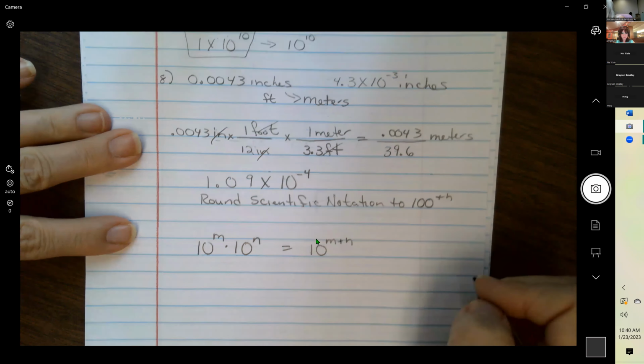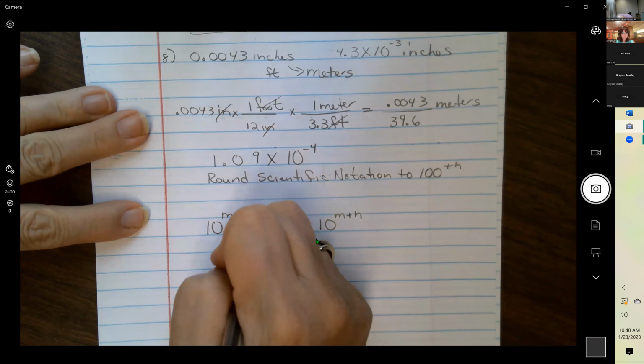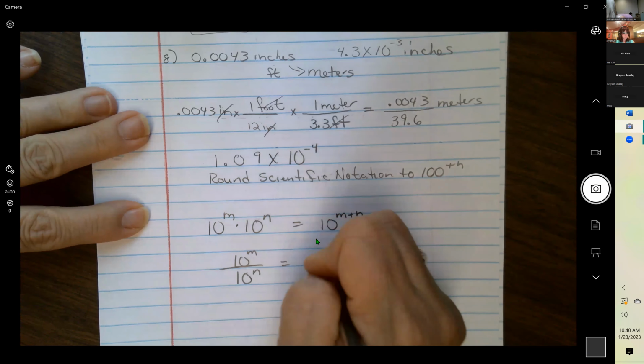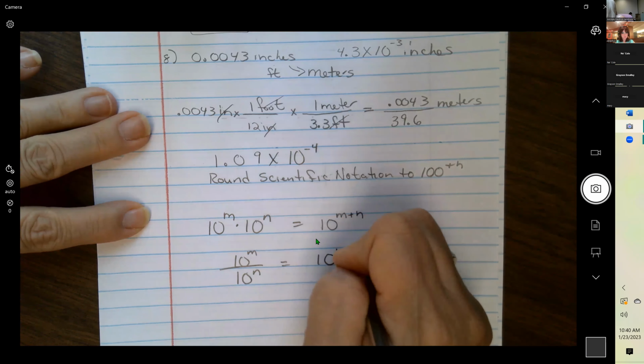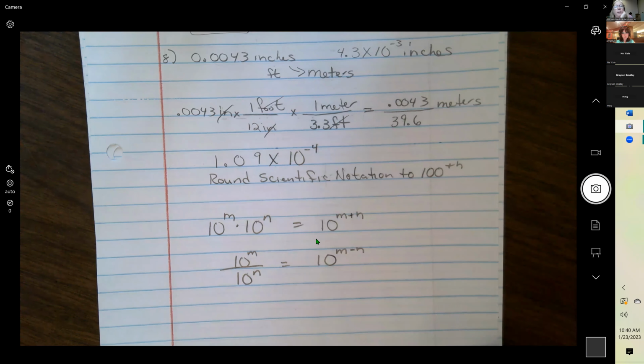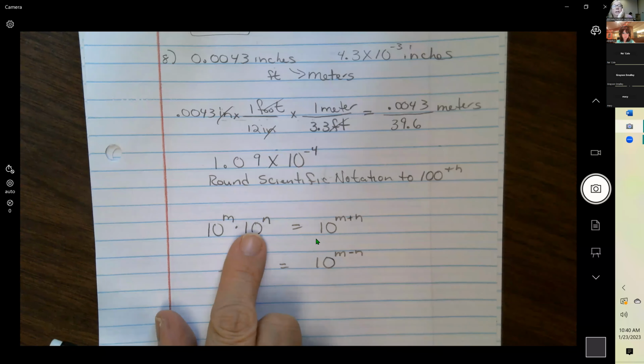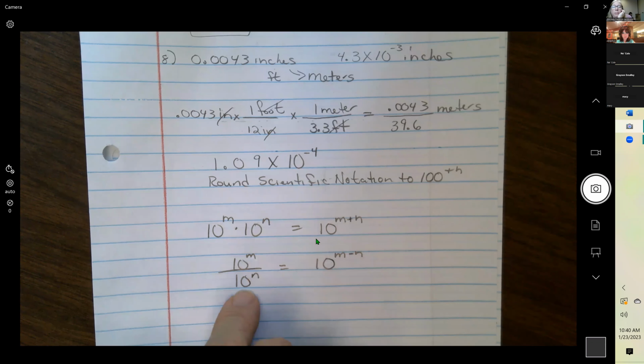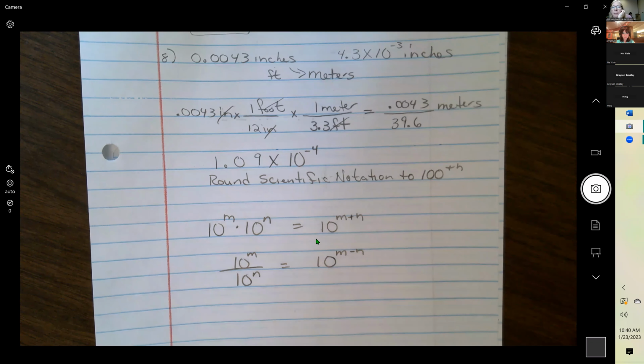And when you're dividing, you subtract them. So no matter what the base is, if you're multiplying, you add the exponents, and when you're dividing, you subtract them, as long as they're the same base.